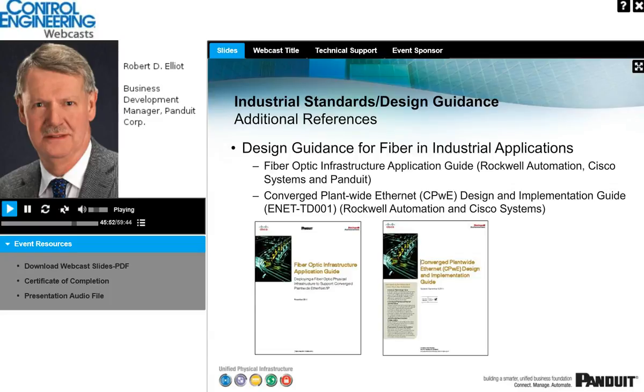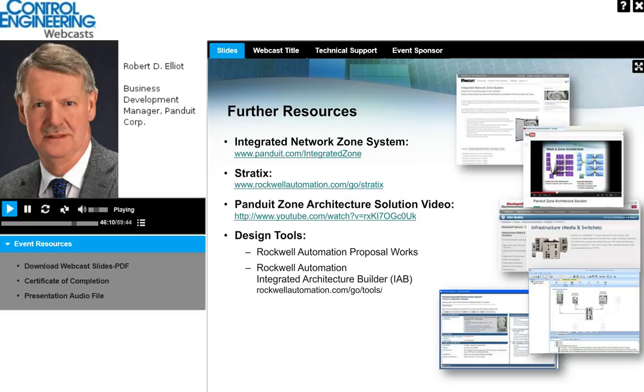So just a couple of slides here that will give some additional references. Design guide for fiber and industrial applications that you can see here, and then a copy of the Converged plant-wide Ethernet design and implementation guide. Some of the other resources, talking about the integrated network zone system that promotes and outlines zone topology, information on the Stratix Rockwell Automation type switching, zone architecture video, and then various design tools that can be found in software.